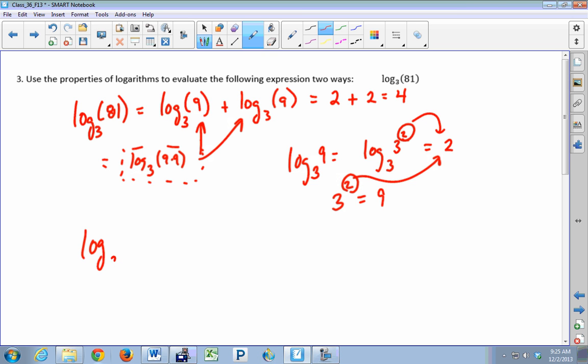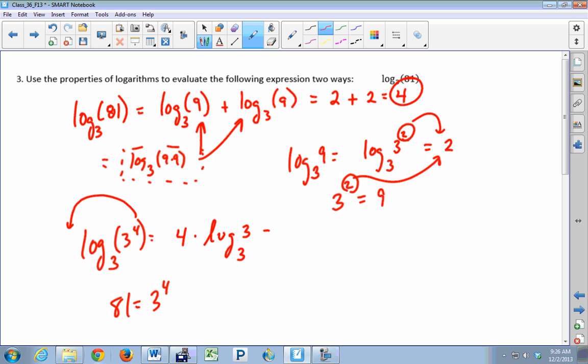You could have also written this like this. This is the exponent for that base, so I can write 81 as 3 to the 4th. And now I can use my other property. I have a power to a power, so the power comes down in front. 4 times log base 3 of 3, which is 4 times 1, which is 4. So there's 2 different ways to do the same problem. Whatever sort of floats your boat.